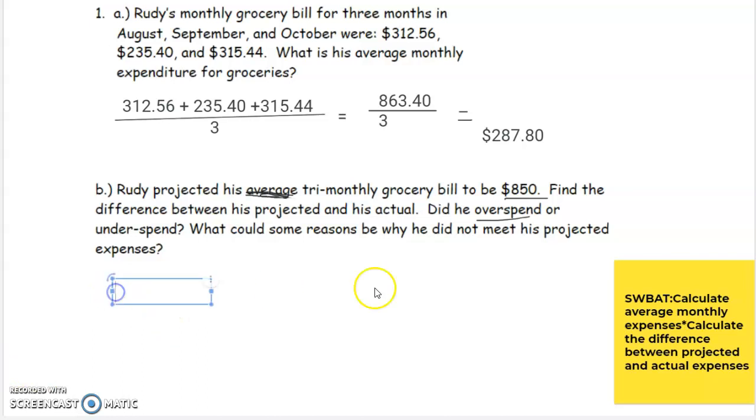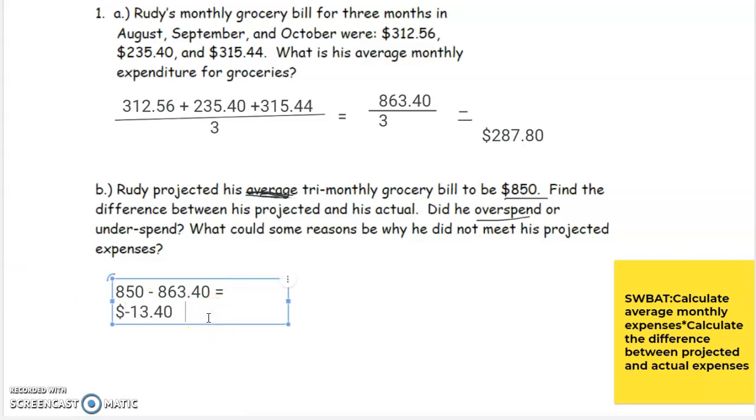He did go over, and how we figure that out is we always start with our projected. So we're going to go $8.50 is what we were hoping to spend, minus that $863. Do not be afraid of negative numbers. It's okay that our bigger number is not coming first. You want to try and keep it as the projected first minus the actual. So then it's very clear this comes to a negative $13.40. Ooh, that means I overspent by $13.40.